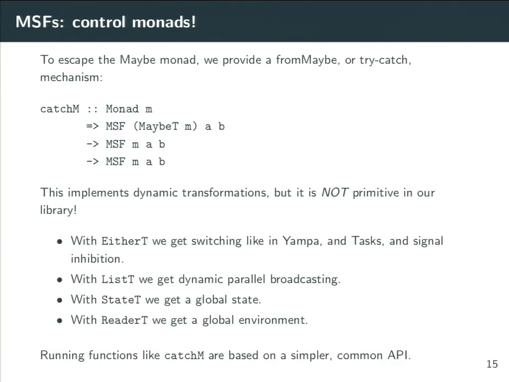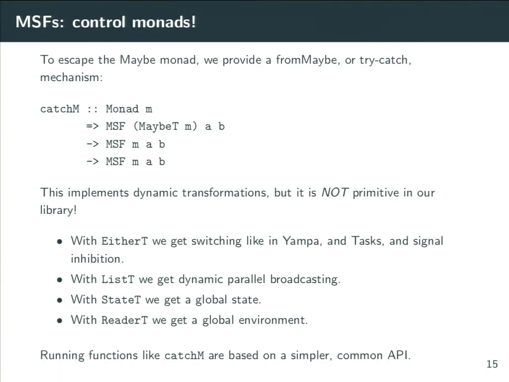What happens if you plug in other monads? With EitherT, you get switching like in Yampa. With ListT, you get parallel tasks, parallel MSFs with broadcasting. So what you get is an MSF that can branch into several MSFs and then it can die. So if you have in a game, for instance, a ball that's falling and you shoot it and it splits in 2, that's an MSF that just became 2. And you get that for free by just defining a couple of instances for ListT of 2 classes in our library. With StateT, you get global state, obviously.